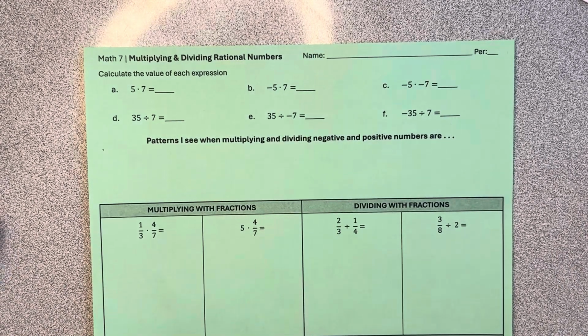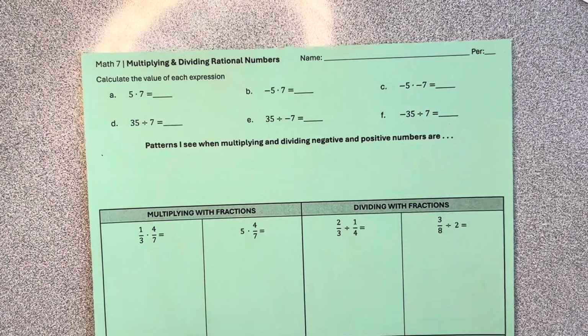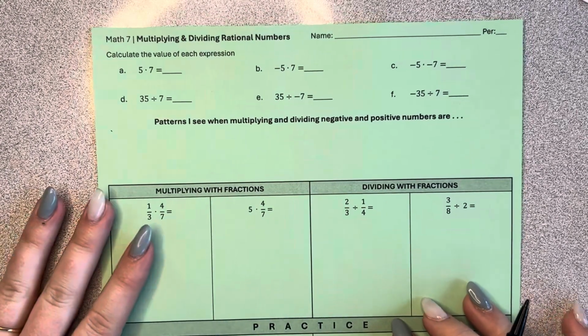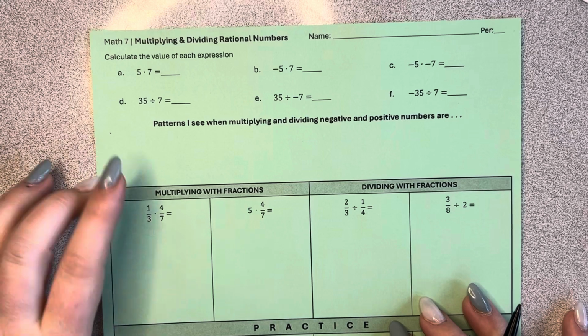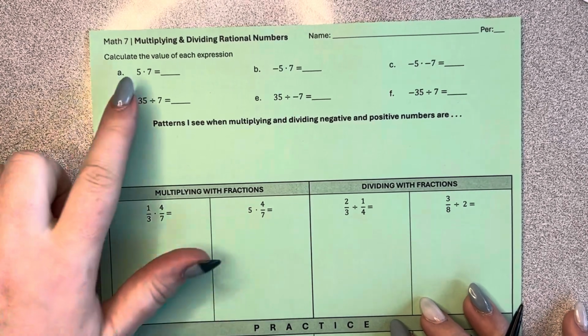This video is notes that you are going to take to guide you through practice for target 4B, which we have evidence on tomorrow. It is multiplying and dividing rational numbers. So first thing we are going to do is calculate the value of each expression.